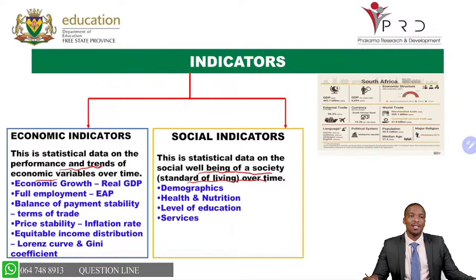The issue of services: we remember that we said access to electricity, refuse removal, as well as access to sanitation. Those are the services that are provided.